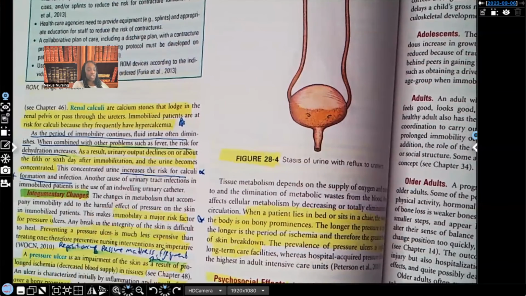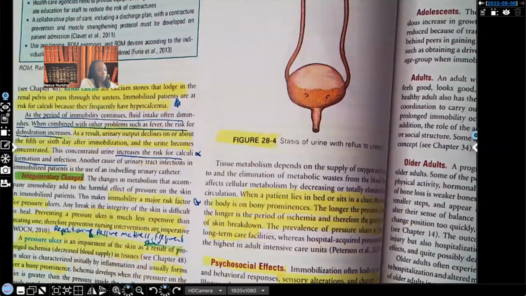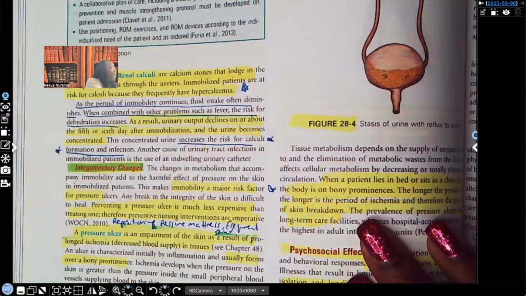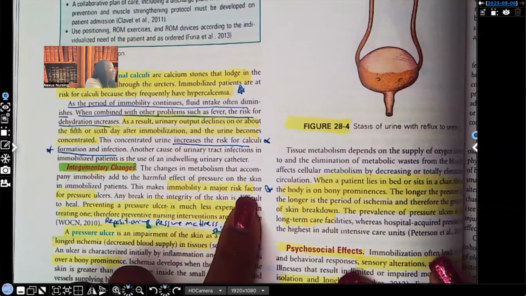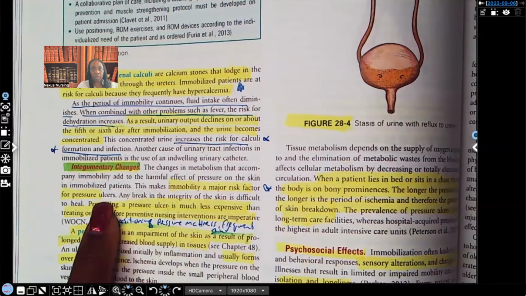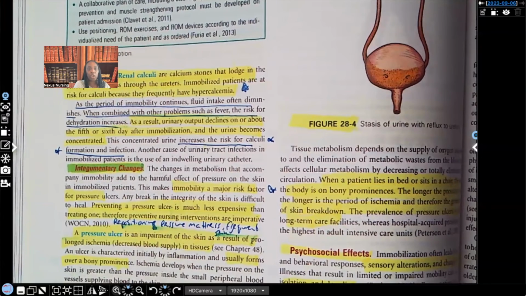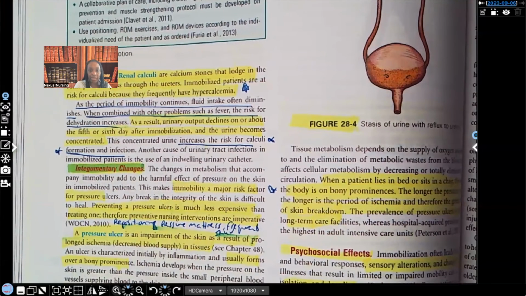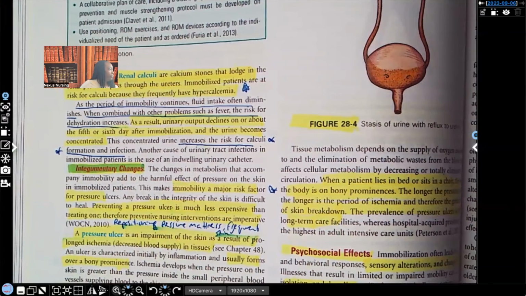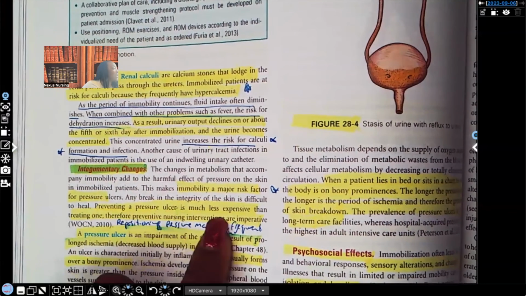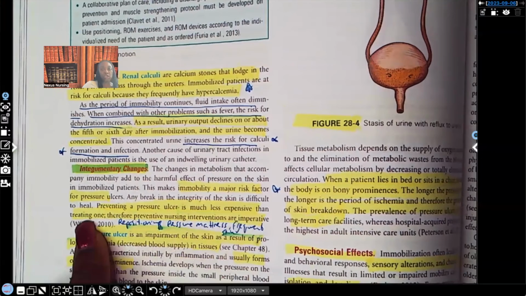Let's talk about skin changes, integumentary changes. It says here, immobility is a major risk factor for pressure ulcers. If that patient's not moving, guess what? They're not taking pressure off of bony prominences. Preventing a pressure ulcer is much less expensive than treating one.